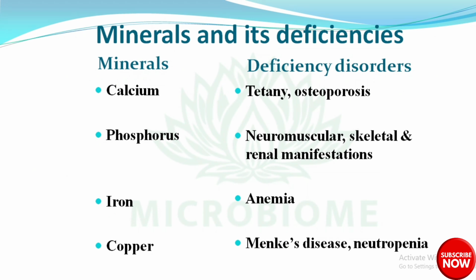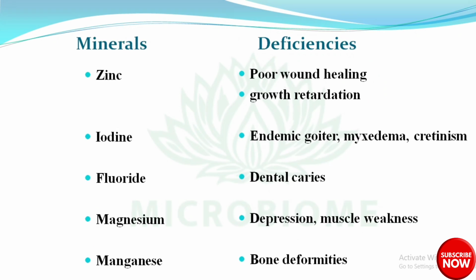And here comes minerals and their deficiencies. For calcium, the deficiency disorders are tetany and osteoporosis. For phosphorus, neuromuscular, skeletal and renal manifestations. And for iron, anemia. For copper, Menkes disease and neutropenia. And next, zinc. The deficiency brings poor wound healing and growth retardation.